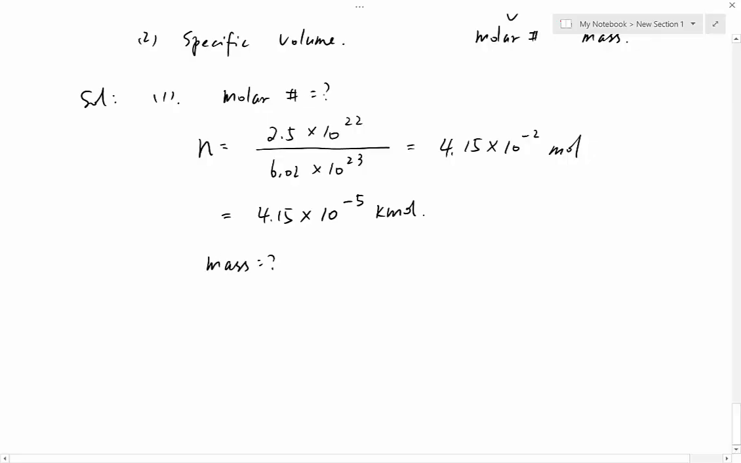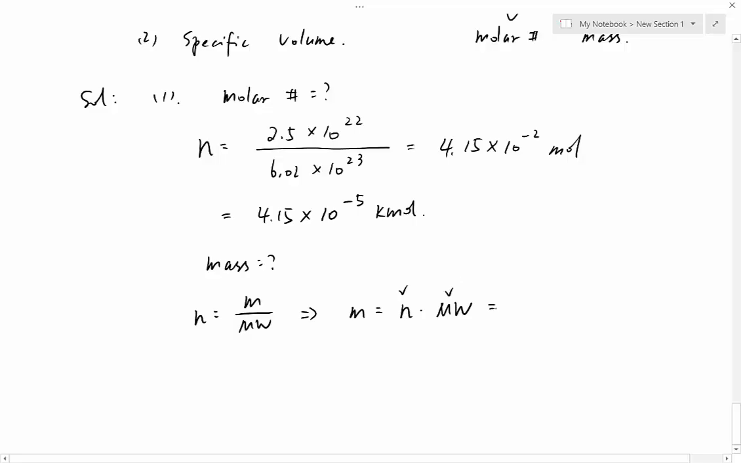How do we look for mass? I have molar number, I'm looking for mass. If you can recall, we have this equation. Molar number is equal to mass over molecular weight. And then you can easily find out the mass. Mass is equal to molar number multiplied by molecular weight. Molar number we just found already, and molecular weight you can easily find from the periodic table.